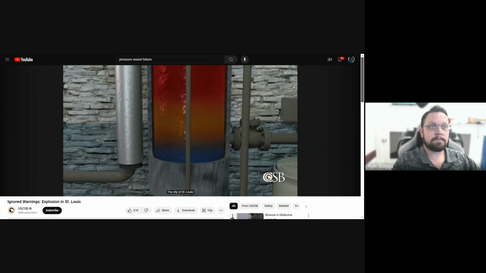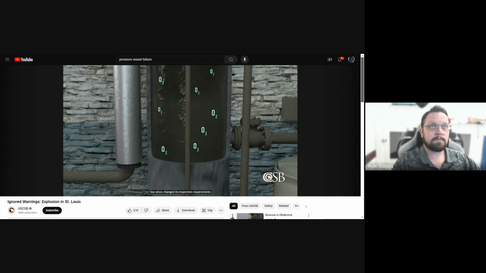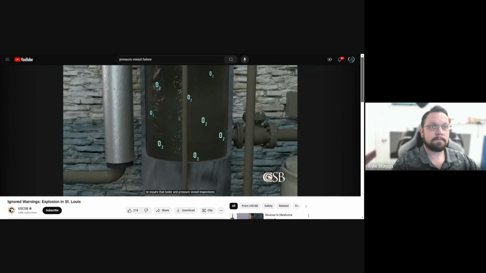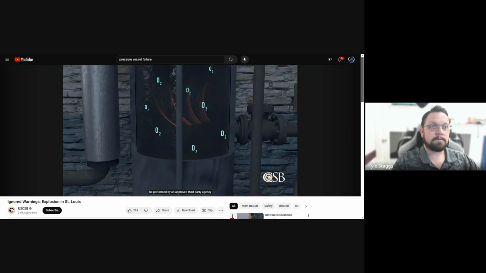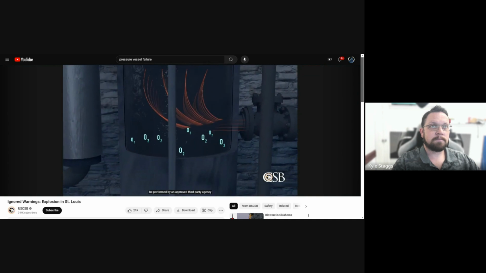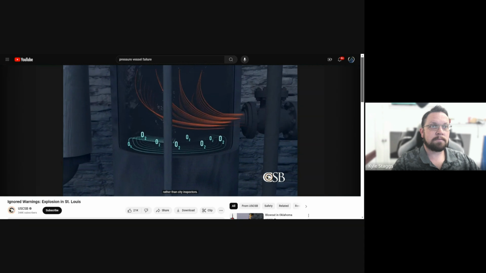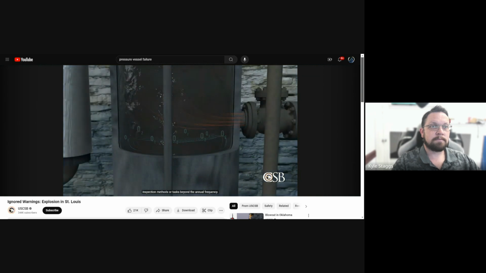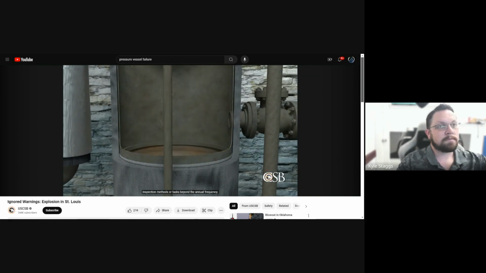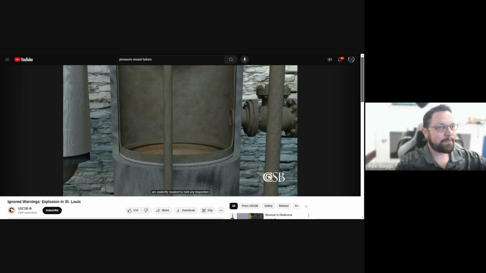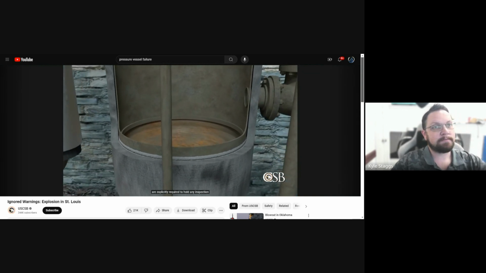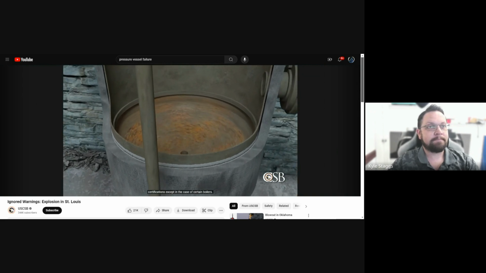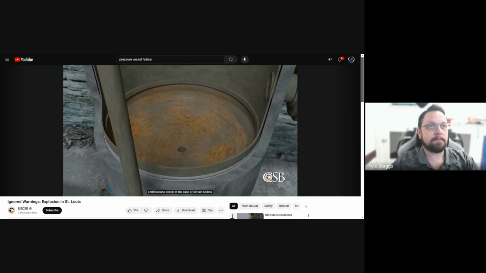The city of St. Louis has since changed its inspection requirements to require that boiler and pressure vessel inspections be performed by an approved third-party agency rather than city inspectors. However, the city still has not adopted any specific inspection methods or tasks beyond the annual frequency, and neither city inspectors nor third-party inspectors are explicitly required to hold any inspection certifications, except in the case of certain boilers.